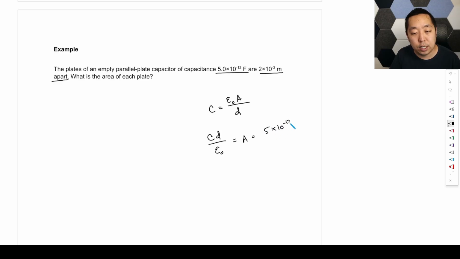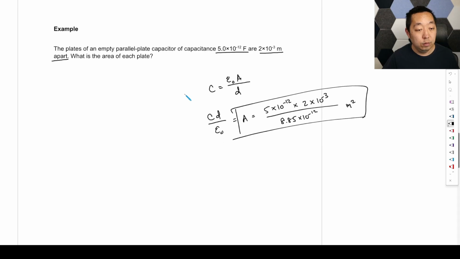And then you're just going to plug in the numbers. 5 times 10 to the negative 12 times the distance, which is 2 times 10 to the negative 3. And then let's look up that vacuum permittivity because I don't have it memorized. It's 8.85 times 10 to the negative 12. And so you do that. You get your units that are going to be in square meters, whatever number you get here, using your calculator.